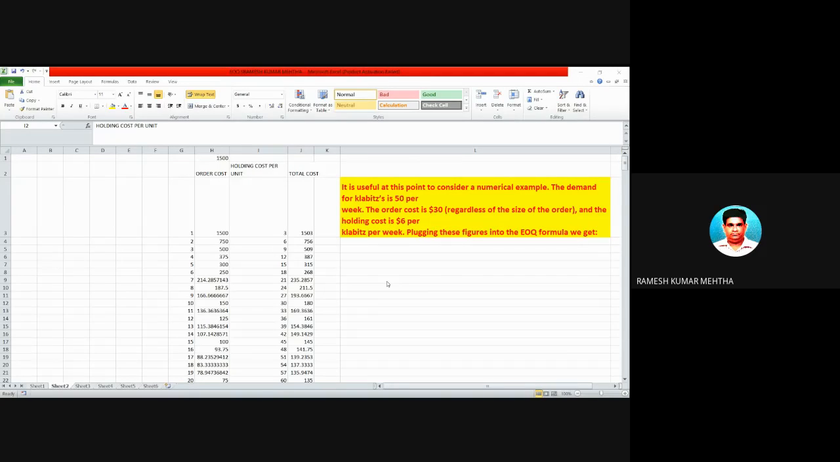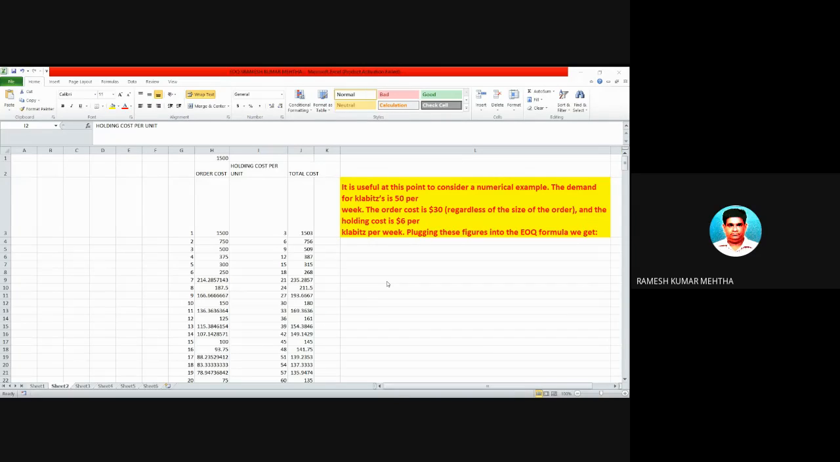There is a small numerical example which I have taken. I will require another 20 minutes to solve this problem. Hope you will be there for another 20 minutes. Very important, because I can't stop in between. Okay, let's continue. This is the data of a particular company, and I have taken a tentative example. It is useful at this point to consider a numerical problem.